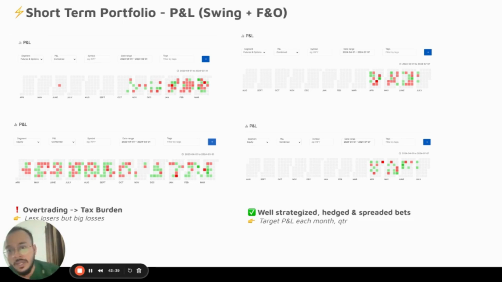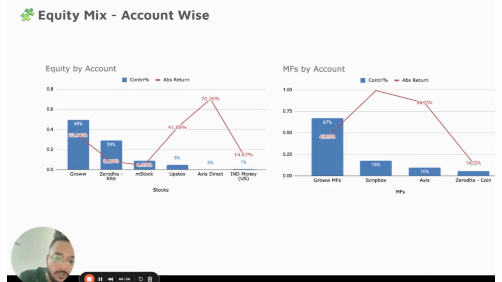If you want to actively manage a short-term portfolio, you need to understand what kind of mistakes you make, and you don't want to repeat those mistakes again and again. This year also, I'm targeting a certain amount of PNL every single month, every single quarter. So there is a backward strategy. Last year it was a fresh account, a new, open-minded account, so there was no strategic approach to how I should manage my short-term portfolio, but that has changed a lot this year. This year I have well strategized, hedged and spread bets in my FNO as well as my swing account.